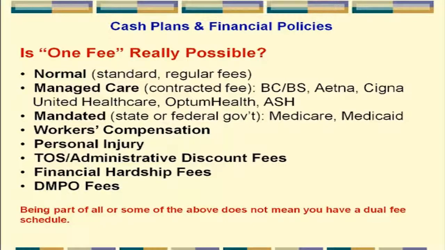Next, you are a Medicare provider. Your normal fee is $50. Medicare says, we're going to pay you $25. Well, you don't have a choice. You can't collect the difference from the patient, so you have to write off half of that. You have to write off $25.